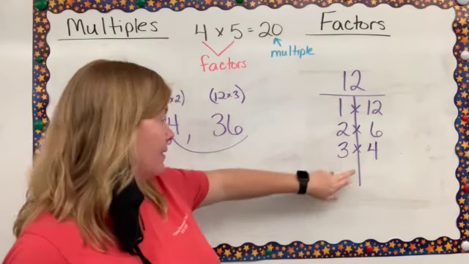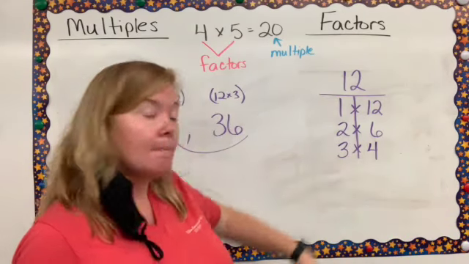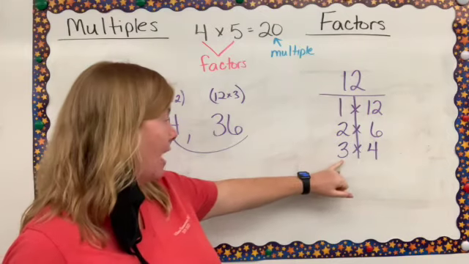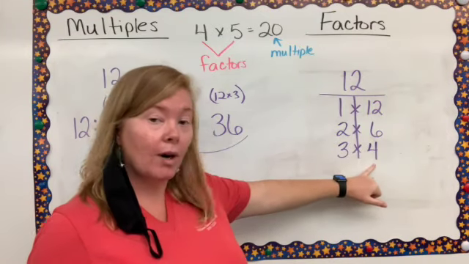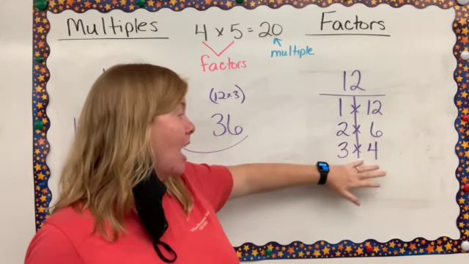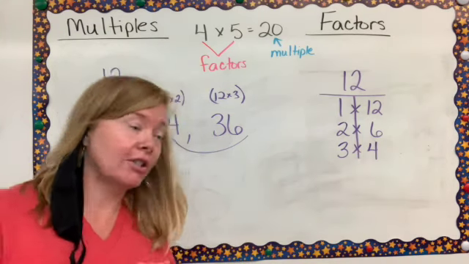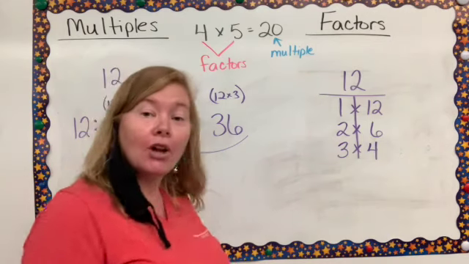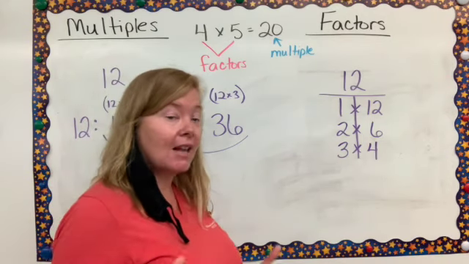Uh-oh, what happened? My numbers are side by side. I have a 3 and a 4. So because these numbers are side by side, that means I'm done with my factors, right? I'm done with my factors. So 3 times 4 is the last set of factors.